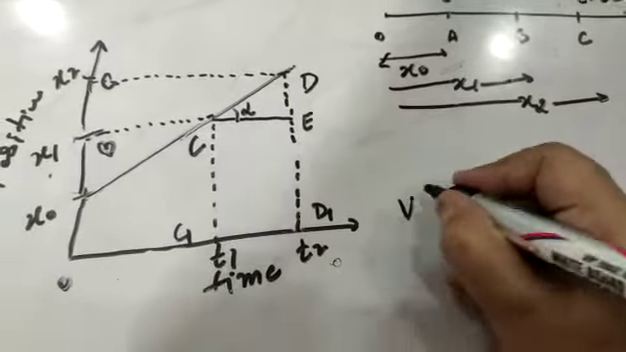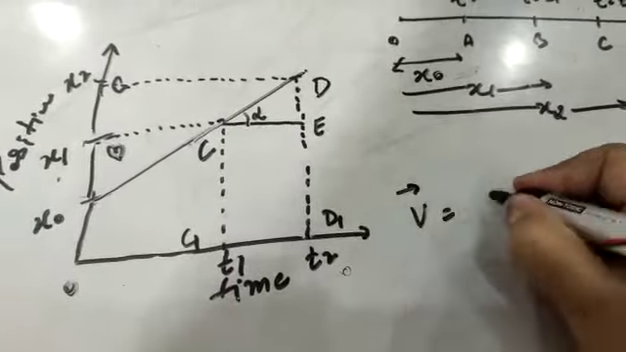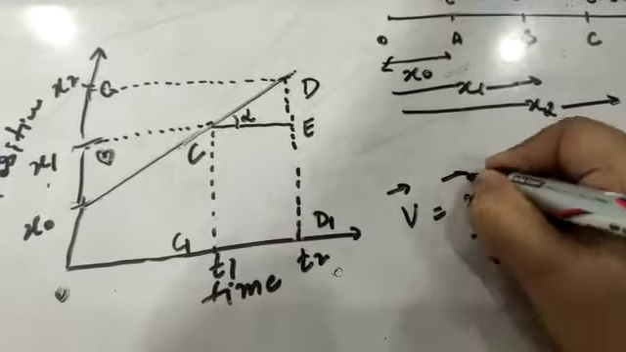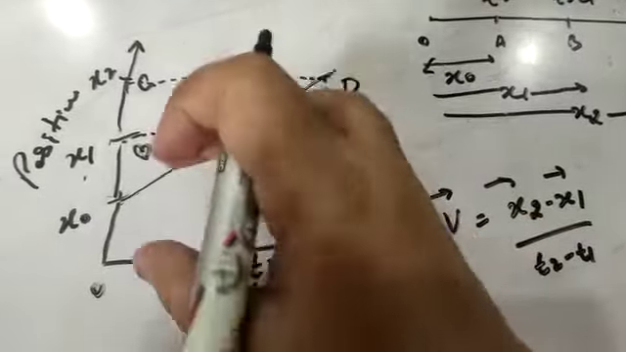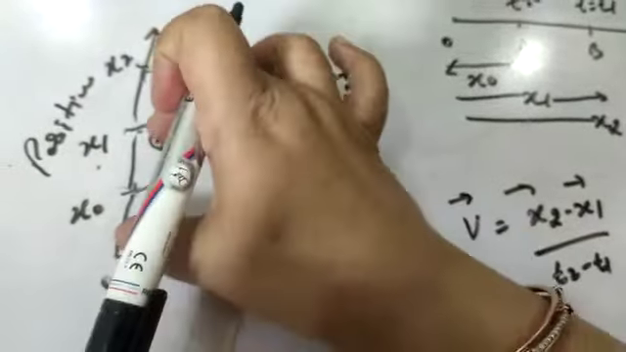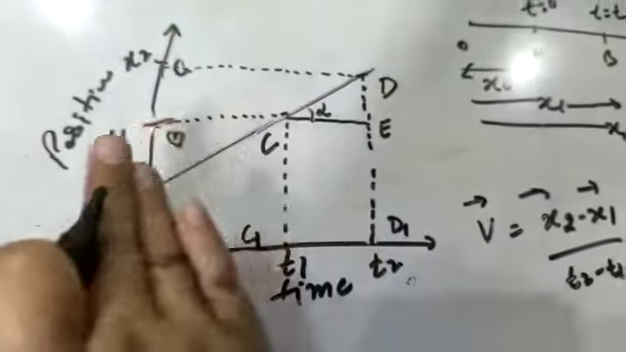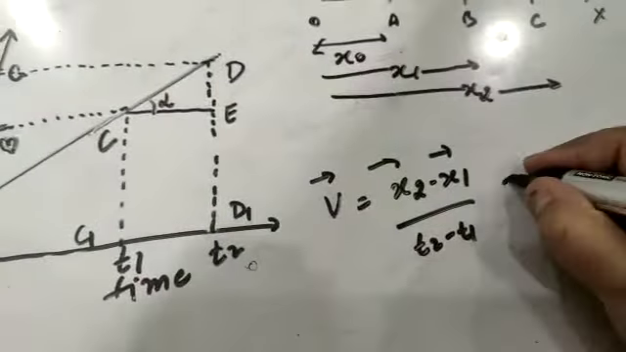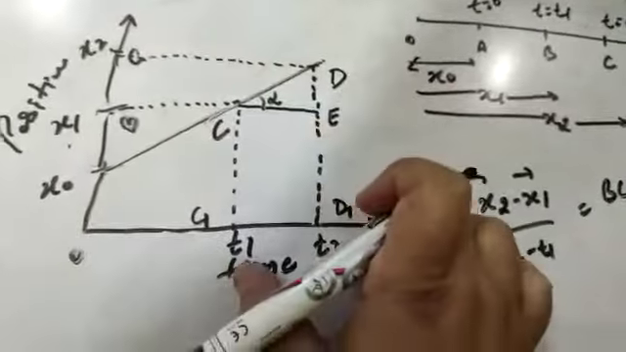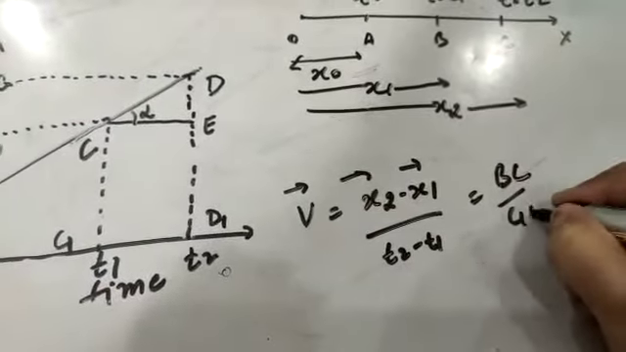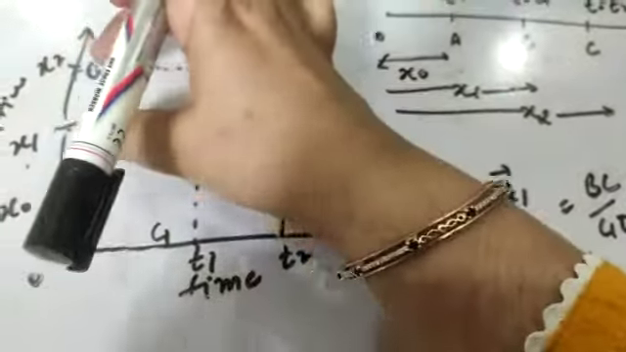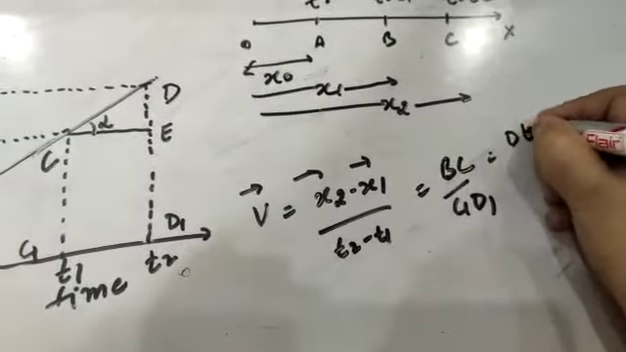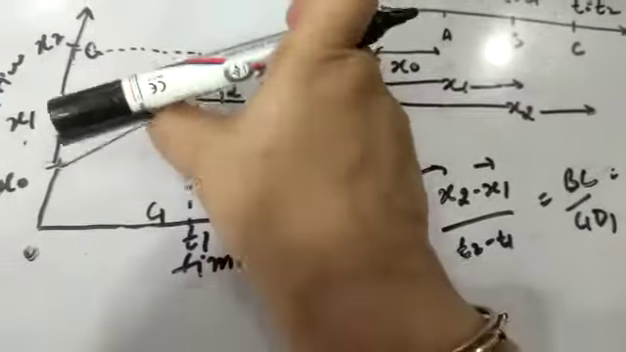Now we know that we have already derived this formula: V is equal to x2 minus x1 divided by t2 minus t1. Now if we want to find out x2 minus x1, this x2 minus this x1 means BC, right? Now this BC we will write here, BC, and t2 minus t1 is C1D1. If I compare this with this axis, this is equal to DE and the C1D1 is actually equal to CE.